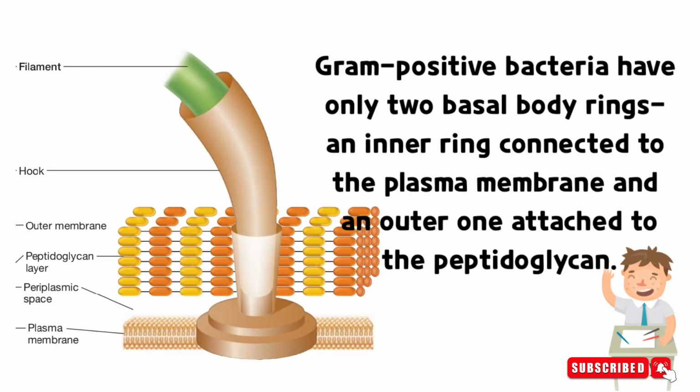Gram-positive bacteria have only two basal body rings, an inner ring connected to the plasma membrane and an outer one probably attached to the peptidoglycan.